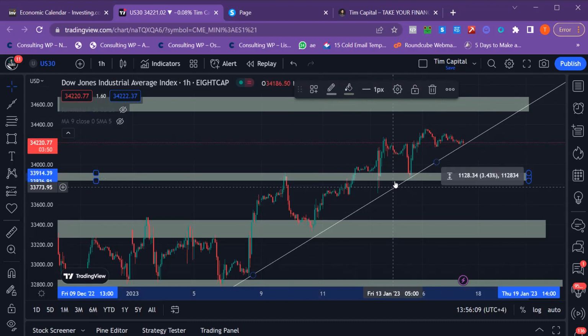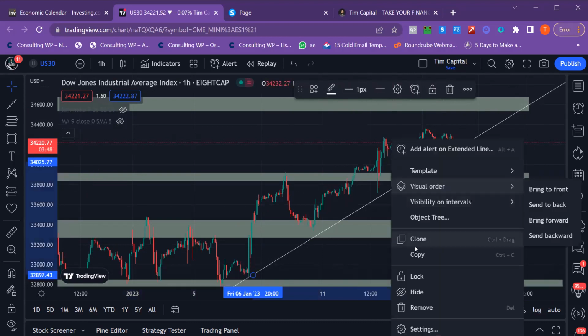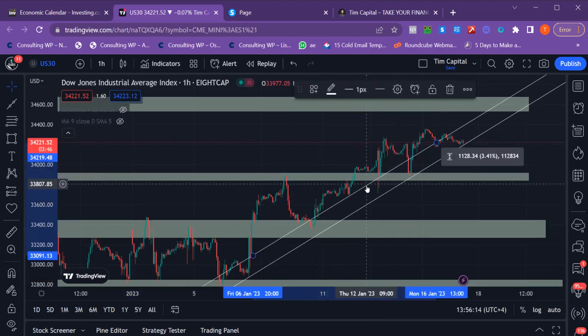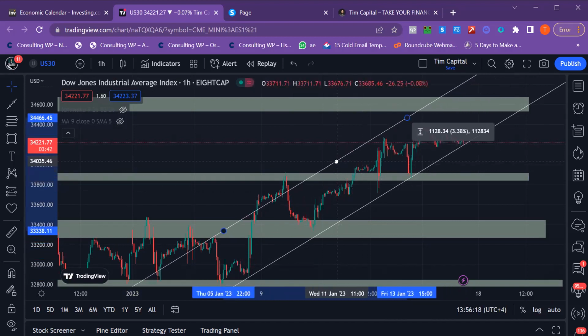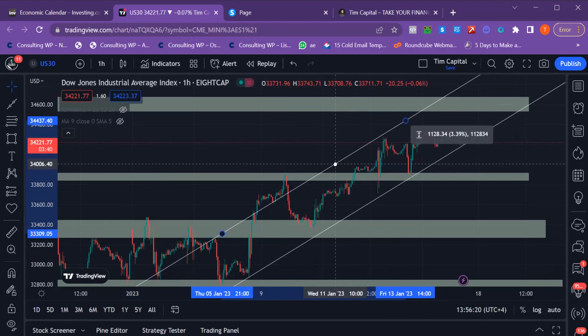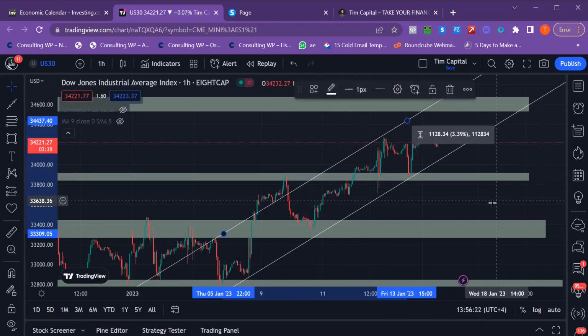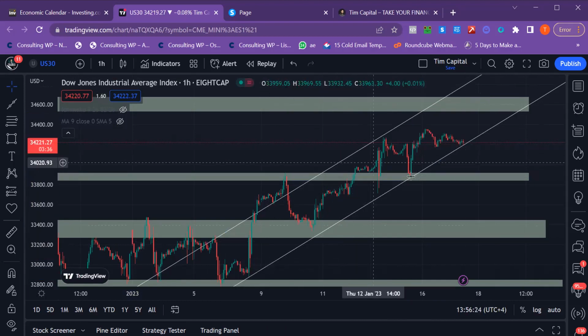And then I also always like to have channels, because I want to see where the price has been moving. I can have something like this. Not really so many points, but I think this can work. So we can have a channel here. We see that the price has been moving inside here.